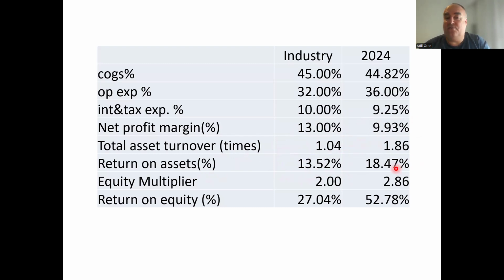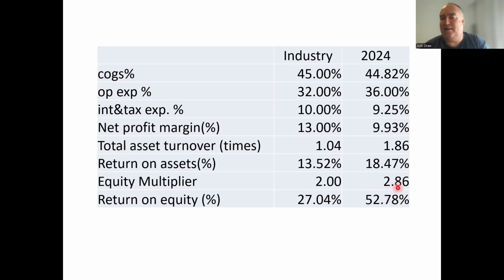So, is that the end of the story? No, we want to also see how this ends up in return on equity. And for that, we calculate the equity multiplier, total assets over equity. For the industry, which uses 50% debt, 50% equity, 100 over 50 gives us an equity multiplier of 2. Whereas for our company, which had 65% debt, which means 35% coming from equity, 100 divided by 35 gives us an equity multiplier of close to 3.